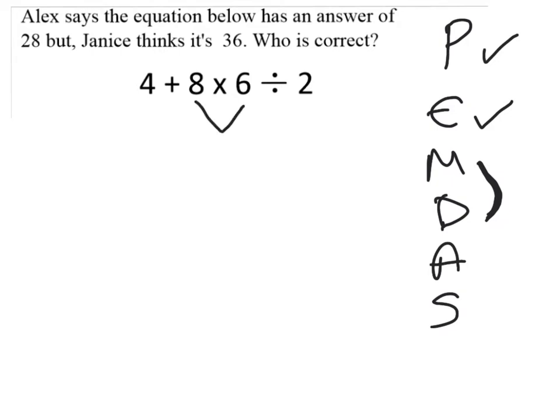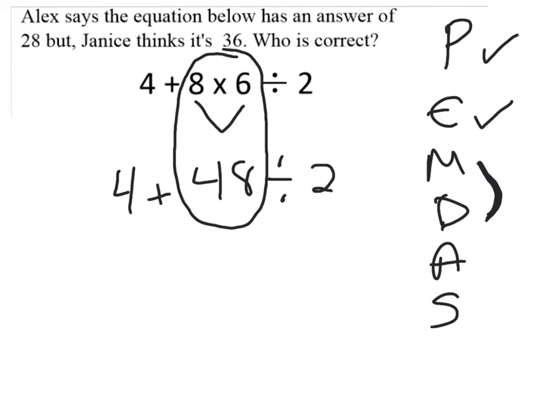So 8 times 6, I'm going to write down, it's 48. And now I'm going to write down the rest of the problem after it. So I haven't used that division sign, divided by 2, so I'm going to write that after. And I'm also going to write before 4 plus, because the only thing that I just used is that 8 times 6 to get 48.